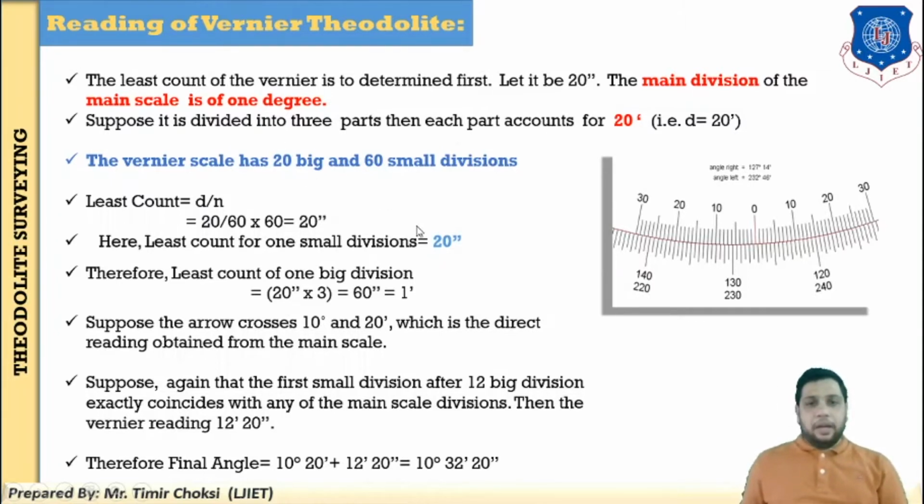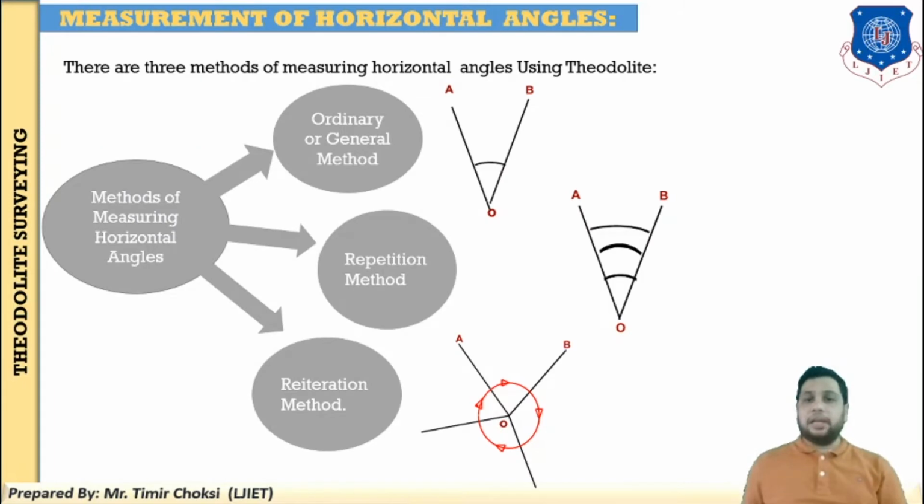Now after learning to take the reading of the vernier theodolite, we can easily find out the measurement of the horizontal angle. There are three methods of measuring the horizontal angle using the theodolite: one is the ordinary or general method, second is the repetition method, and third is the reiteration method. I will explain them one by one in detail.